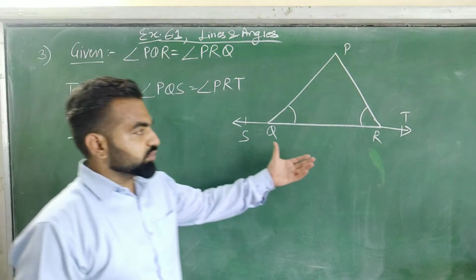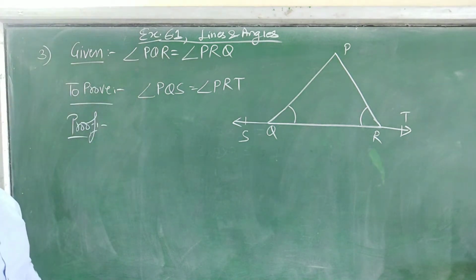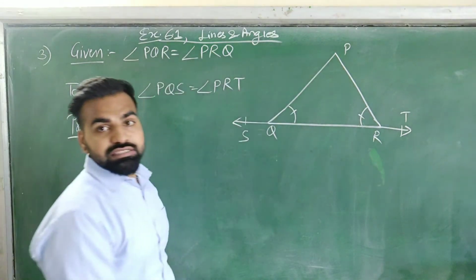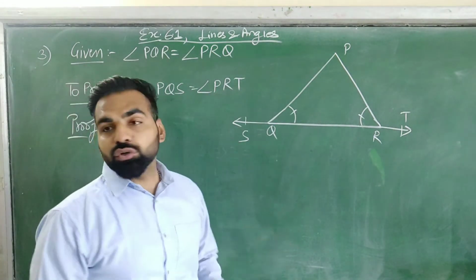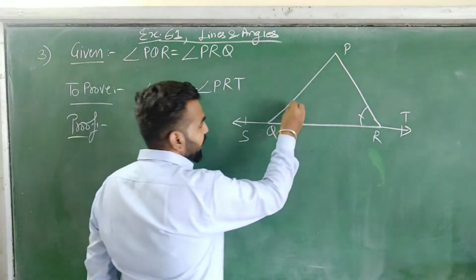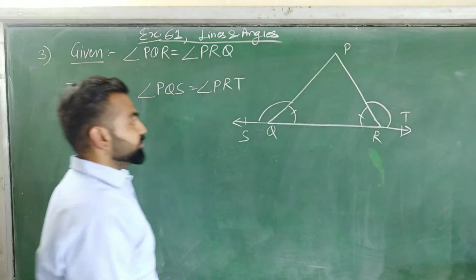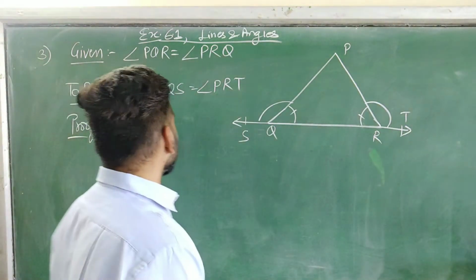This is the figure of the question and the given part is angle PQR is equal to angle PRQ. So this angle is equal to this angle. This is given. So we have to prove angle PQS is equal to angle PRT. That means we have to prove that this angle is equal to this angle. So let's start the question.